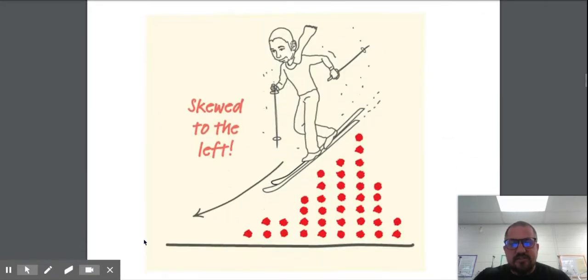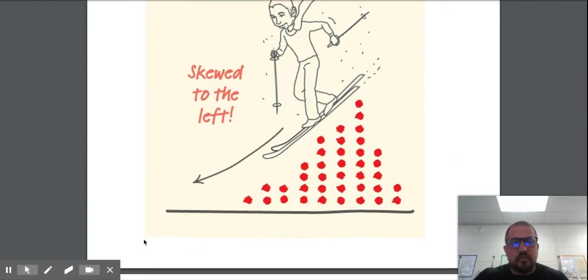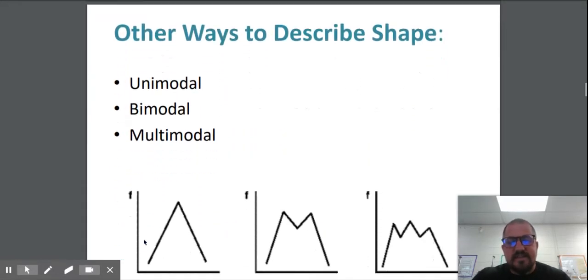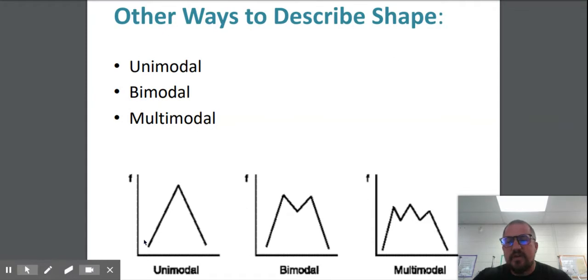In a skewed left distribution, the center is over there to the right, where the back of her skis are, and then you see it is skewed to the left. So you have just a tail over there to the left. And then there are a couple other ways that you may see shape described.